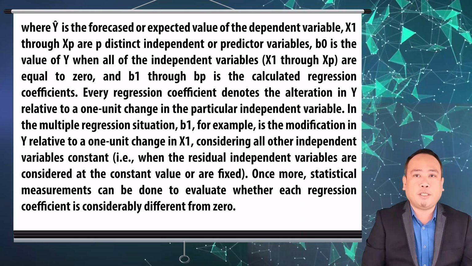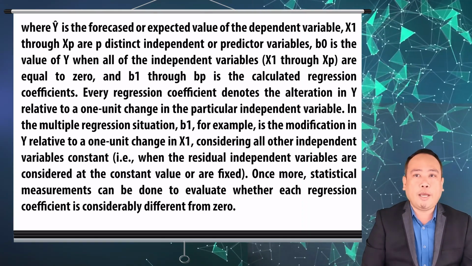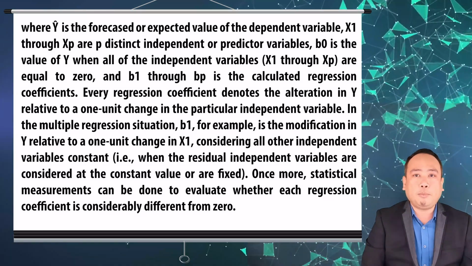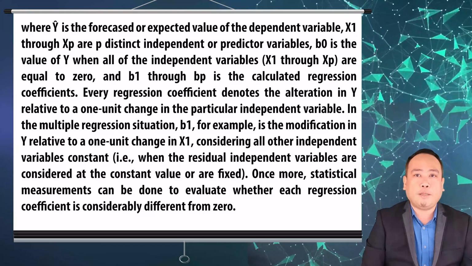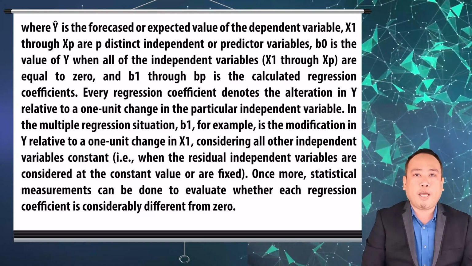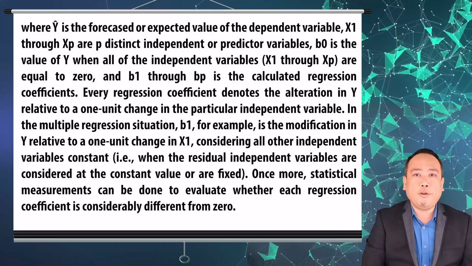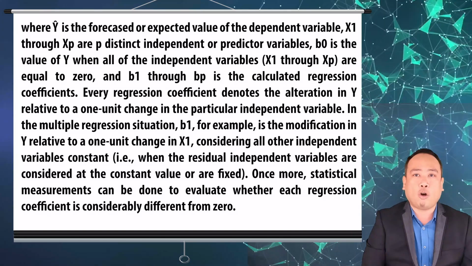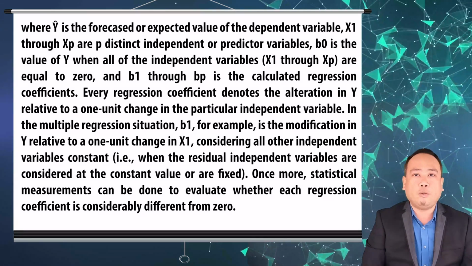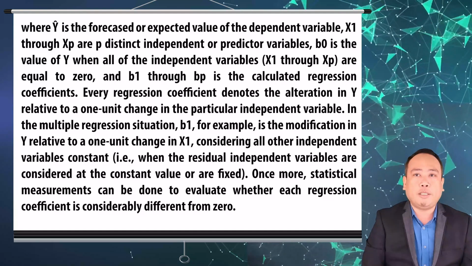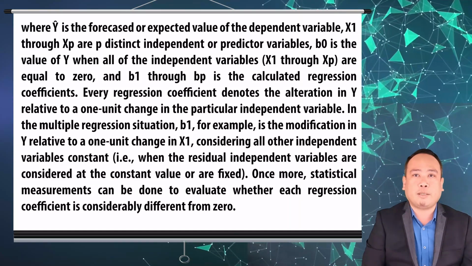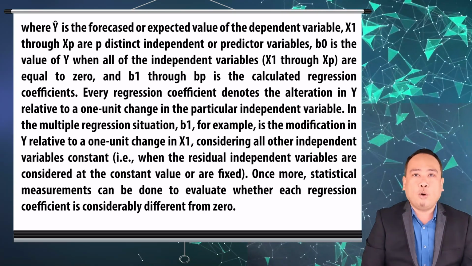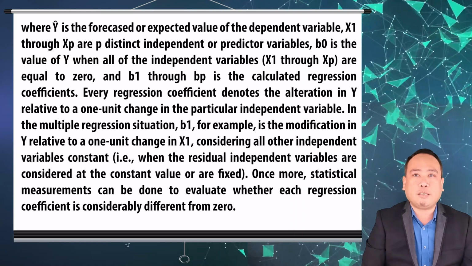Every regression coefficient denotes the change in y relative to a one-unit change in the particular independent variable. In the multiple regression situation, b sub 1, for example, is the change in y relative to a one-unit change in x sub 1, considering all other independent variables constant, that is, when the remaining independent variables are held at a constant value or are fixed.